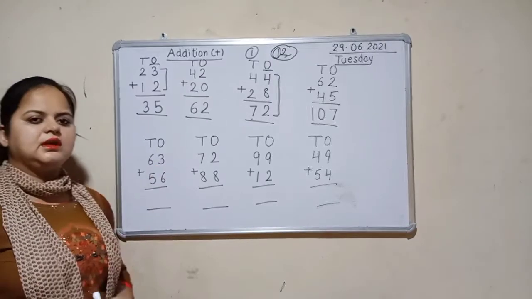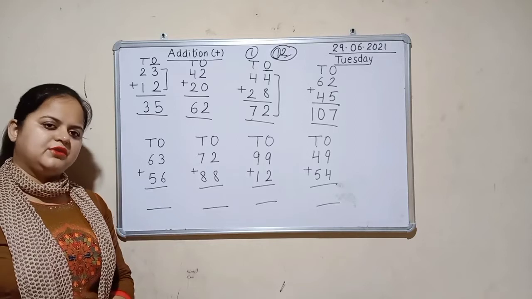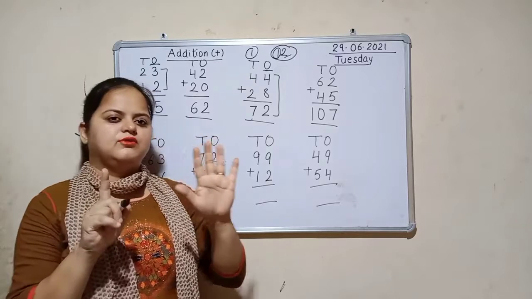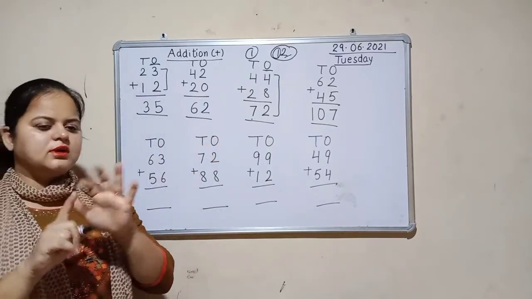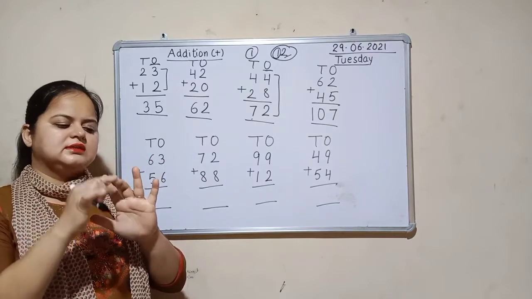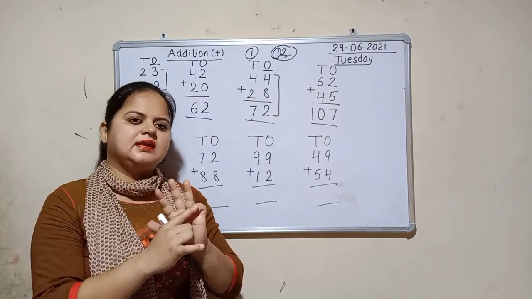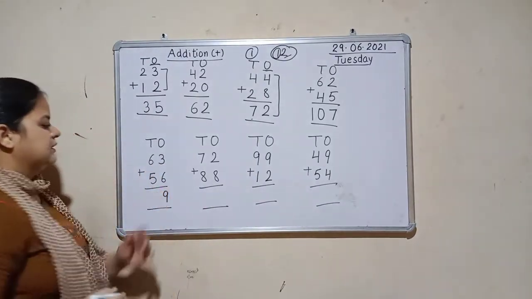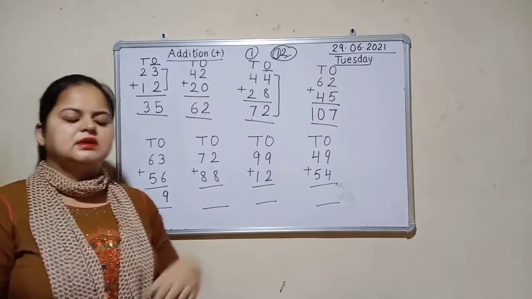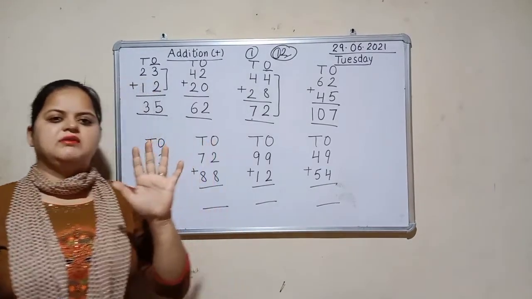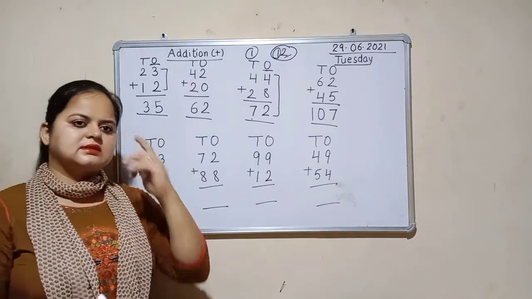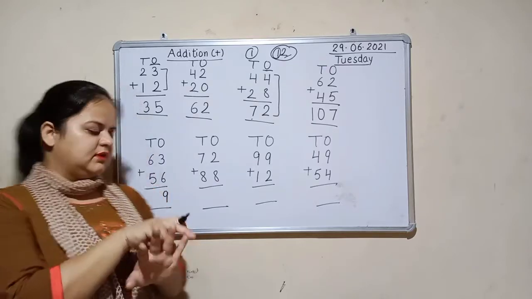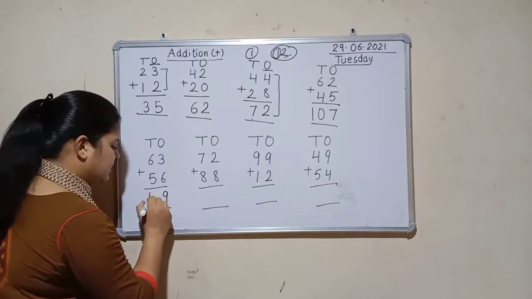The next is 63 plus 56. Again, we will keep 3 in mind and 6 on fingers. 4, 5, 6, 7, 8, 9. So 3 plus 6, 9. 6 plus 5. Keep 6 in mind and 5 on fingers. 6, 7, 8, 9, 10, 11. 6 plus 5, 11.